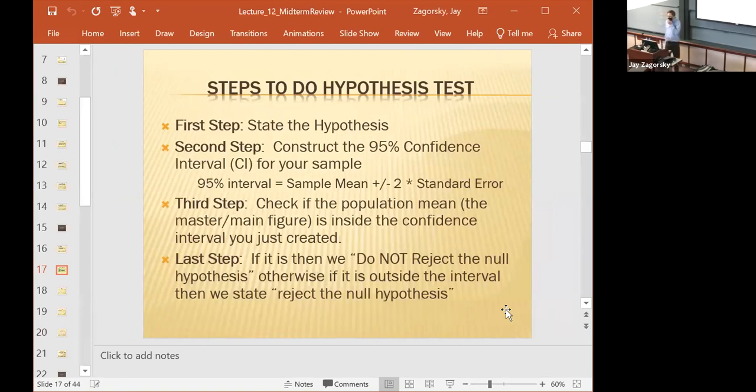Do a hypothesis test, state the hypothesis. State the hypothesis, the two numbers are the same, or the alternative hypothesis, the two numbers are different, and state it mathematically. Second step, construct a 95% confidence interval for your sample. Take the sample mean and add and subtract two standard errors. Third step, check if the population mean, the master, the original figure, is inside that confidence interval you just created. If it is, then we do not reject the null hypothesis. If it's outside that range, we reject the null hypothesis for your sample. Straightforward?